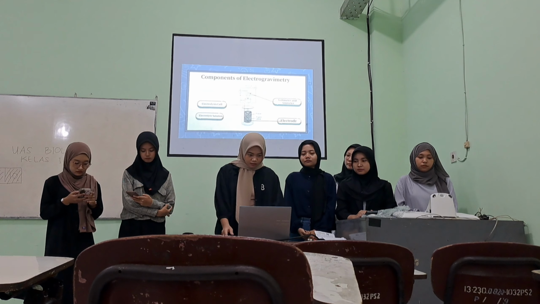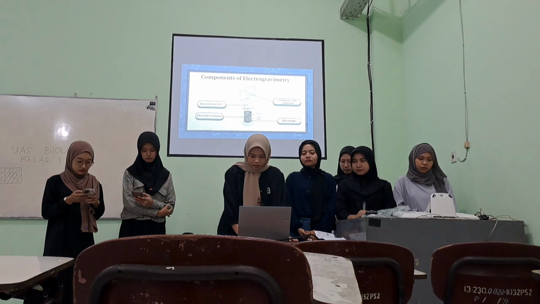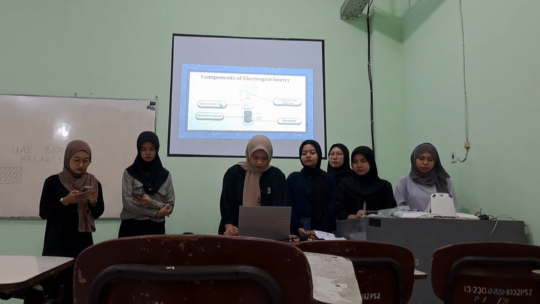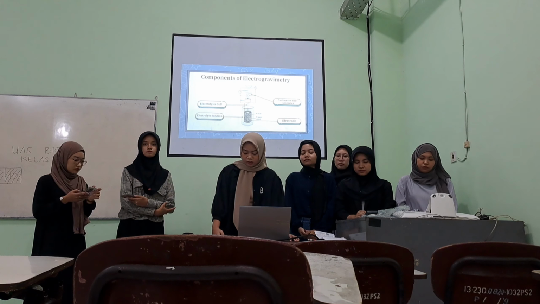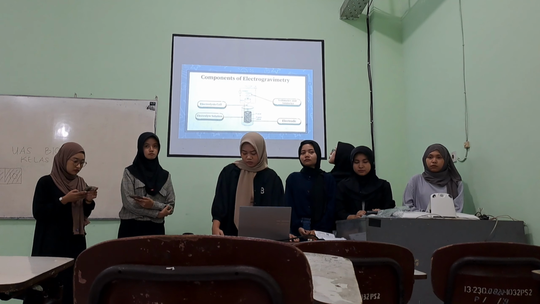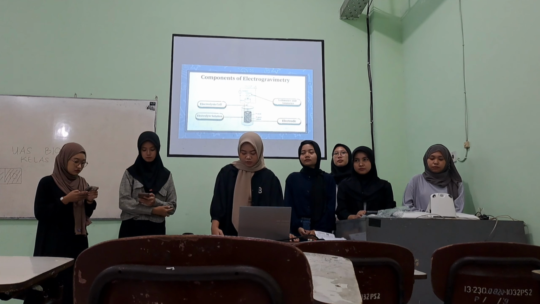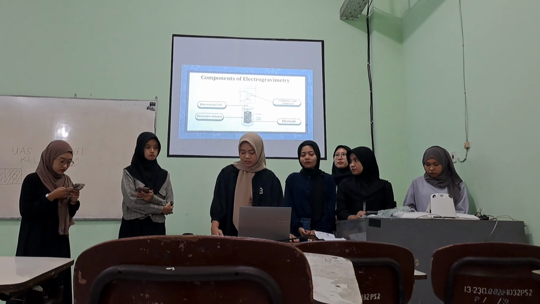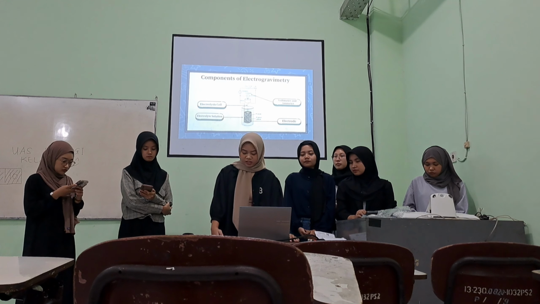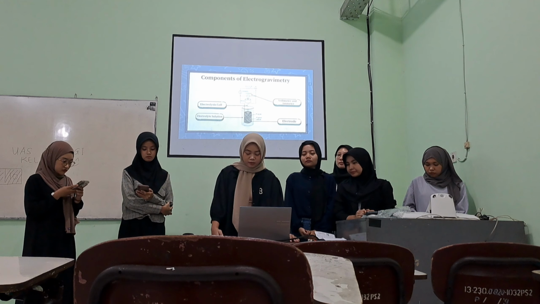Next, components of electrogravimetry. Number 1, electrolysis cell. A container used to hold the electrolyte solution and electrodes during the electrolysis process. The cell is usually made of material resistant to chemical reaction, such as glass or specialized plastic.